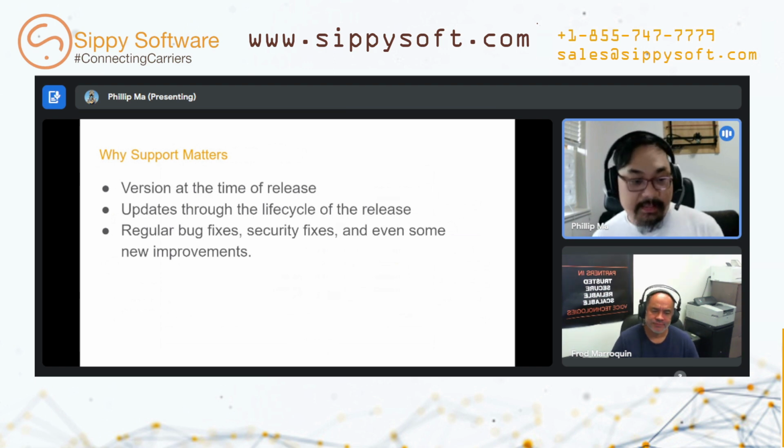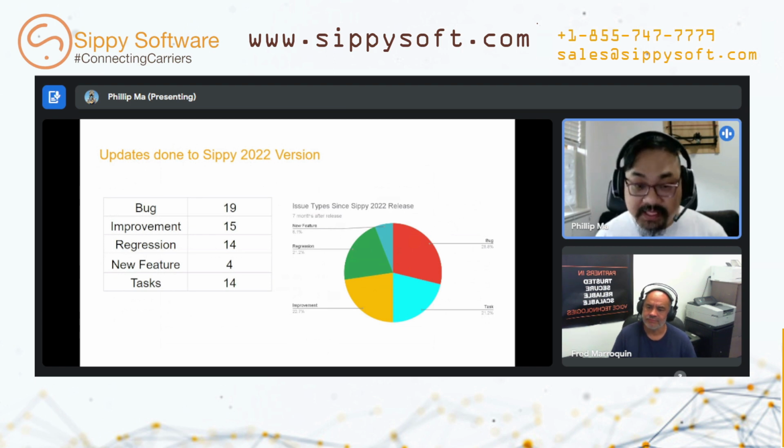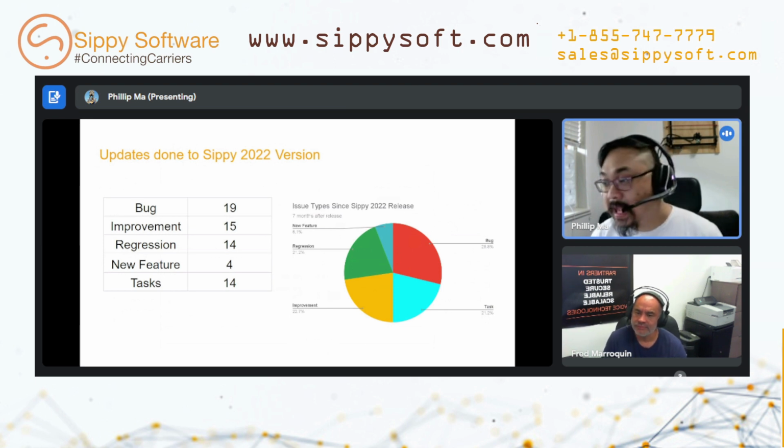So you can expect Sippy to be constantly rolling out new changes and new improvements to your soft switch, even after the initial point of release. So if you don't already have an existing support agreement, then you won't be able to take full advantage of some of the changes and improvements that we make during the product's lifespan. To put this into perspective, this graph that I'm going to show you shows what we've been working on the development side of the Sippy 2022 release since we first launched it.